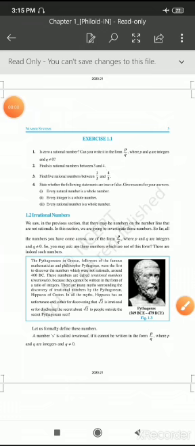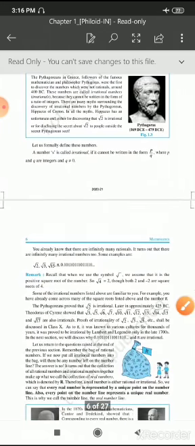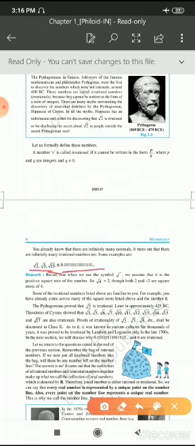Okay, children. The next topic is irrational numbers. What are irrational numbers? A number S is called irrational if it cannot be written in the form of P by Q, where P and Q are integers and Q is not equal to 0. If it can't be expressed in the form of P by Q, those numbers are called irrational numbers. The examples for irrational numbers are root 2, root 3, root 15, pi and so on.